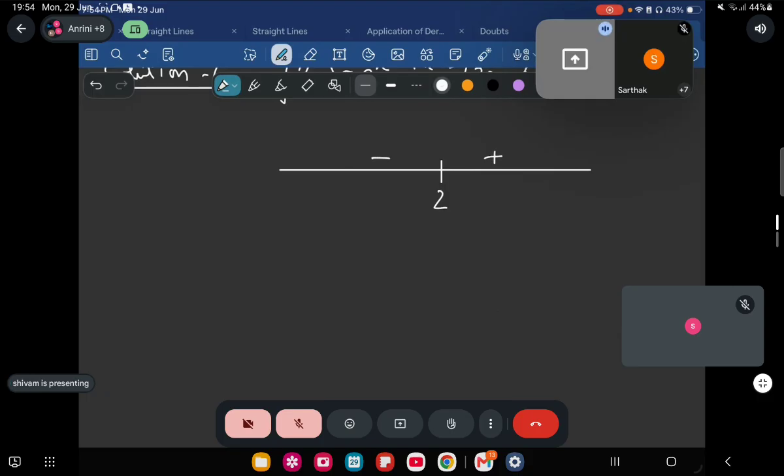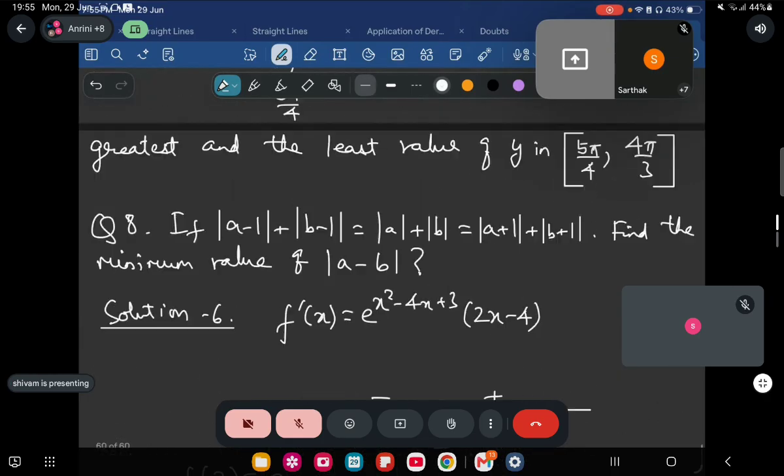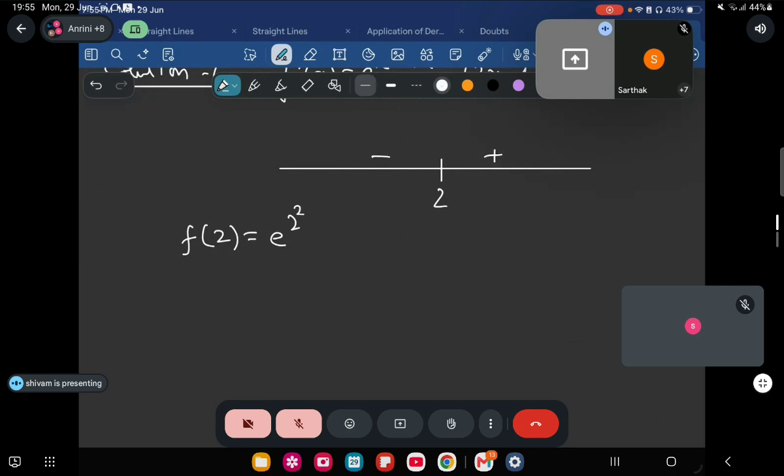So let us find out what is f of 2. F of 2 is equal to e to the power 2 square minus 4 into 2 plus 3, right? This will give us e to the power minus 1. Right. So this is the minimum value. Tell me, Sarthak. If you're not getting it, you ask me.